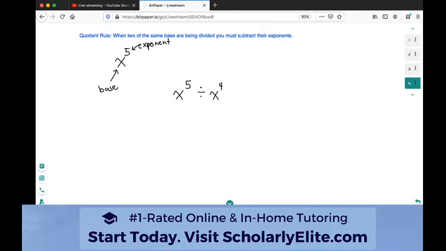Let's reread the rule. Quotient rule: when two of the same base are being divided, you must subtract their exponents. Just like earlier, we're going to show what that means. It's going to be x to the power of 5 minus 4, and that's going to equal x to the power of 1. Another way of saying that is just x. So this is our final answer.